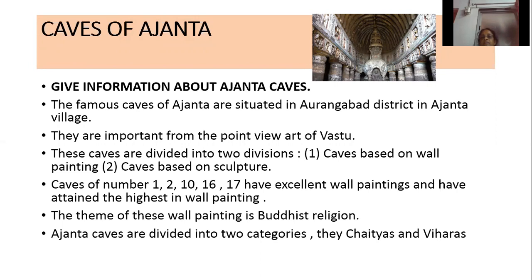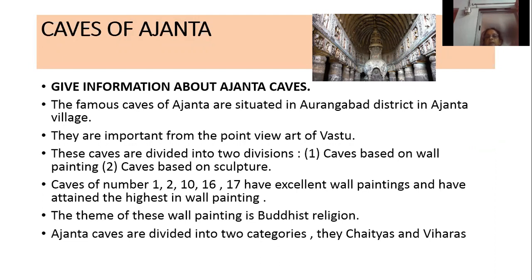In the first one, we can see only wall paintings, and in the second one, we can find only sculptures in those caves. So these Ajanta caves are divided into how many divisions? Two divisions, which are the first one, caves based on wall paintings, and the second one, caves based on sculpture.